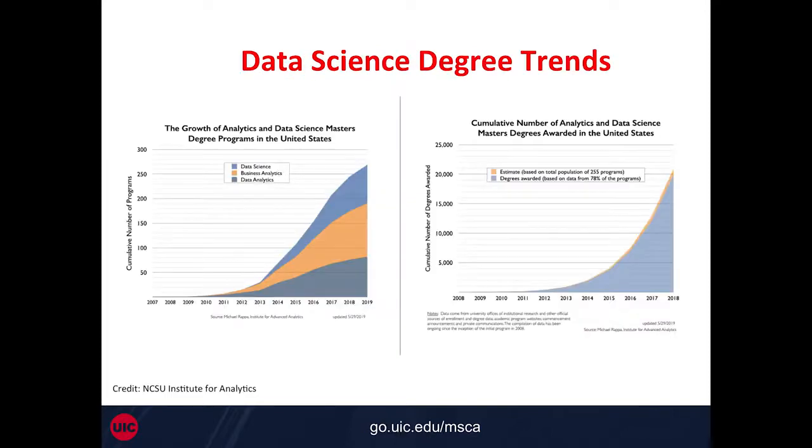So as for the educational landscape, data science degree trends: the Institute for Analytics at North Carolina State University has been tracking these on their website. They list themselves as having the first master's degree in data analytics, started in 2007 at NC State. Since that time, they now have 250 Master of Science programs in data analytics, data science, or business analytics listed on their website, and the vast majority of those have been since 2013. Something like 230 of them, I believe, so a slow start and then rapid growth.